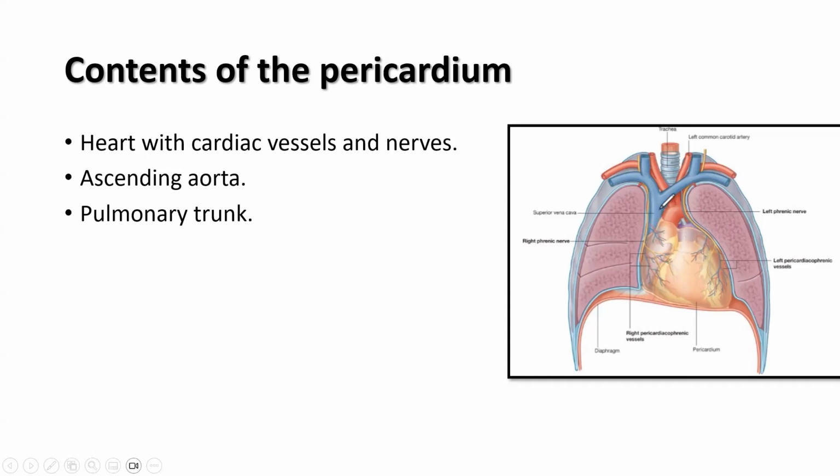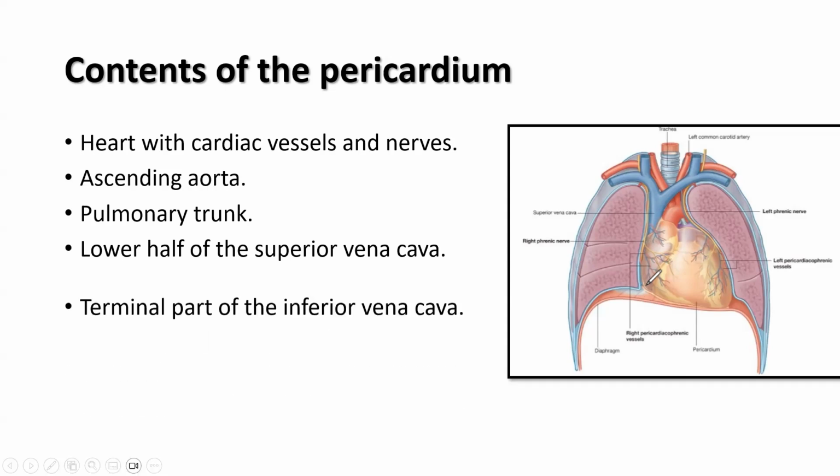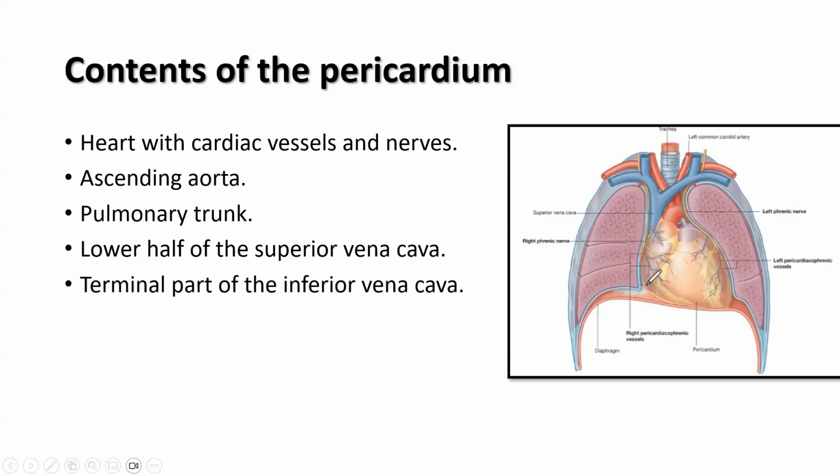This is the superior vena cava. The terminal part of the superior vena cava, or the lower part of superior vena cava, is contained within the pericardium, and the terminal part of the inferior vena cava is enclosed by the pericardium. And finally, four pulmonary veins. The terminal parts of four pulmonary veins are also located within the pericardium. So, these are the structures within the fibrous pericardium.